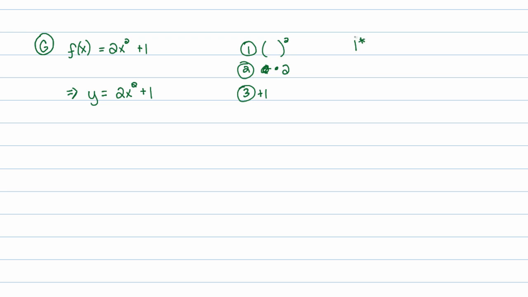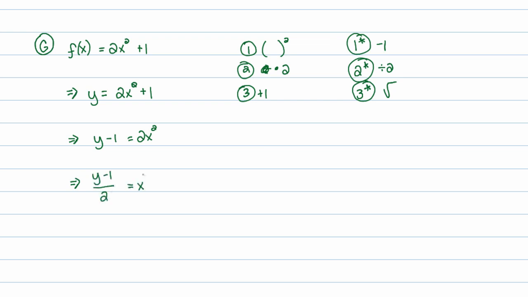So to find the inverse function, we're going to subtract 1. We're going to divide by 2. And then we're going to take the square root. And this is where we have issues. I'll show you in a moment why. Subtracting 1 from both sides, we get y minus 1 is equal to 2x squared. And dividing by 2, you get (y minus 1) over 2 is equal to x squared. And now take the square root of both sides.